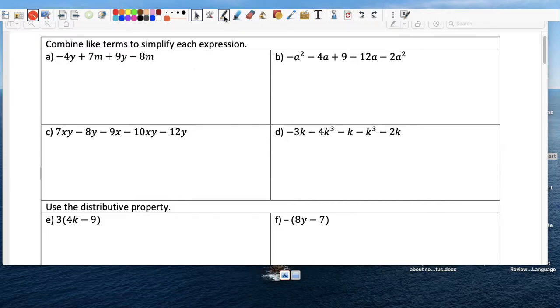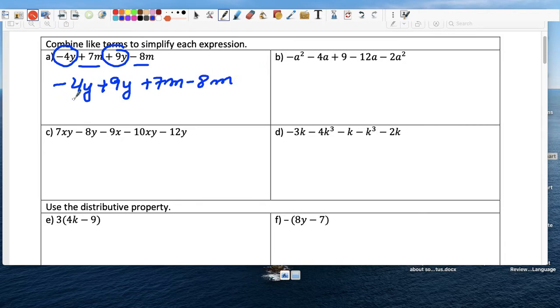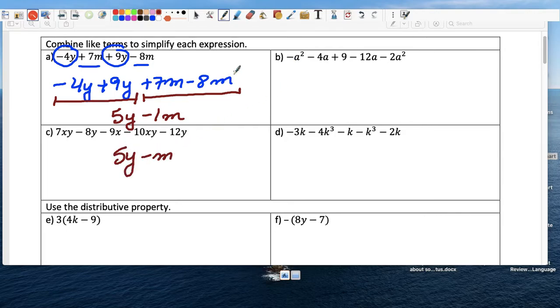So we're going to do this step by step. This and this are like terms. I'll put them side by side. And then this and this. Okay, so at this point, everyone please multiply that number times 4. So these two, make sure you have that number times 4. Negative 4 plus 9 is 5y. And then 7m minus 8m is negative 1m. Or if you wrote it as 5y minus m, that's okay too.